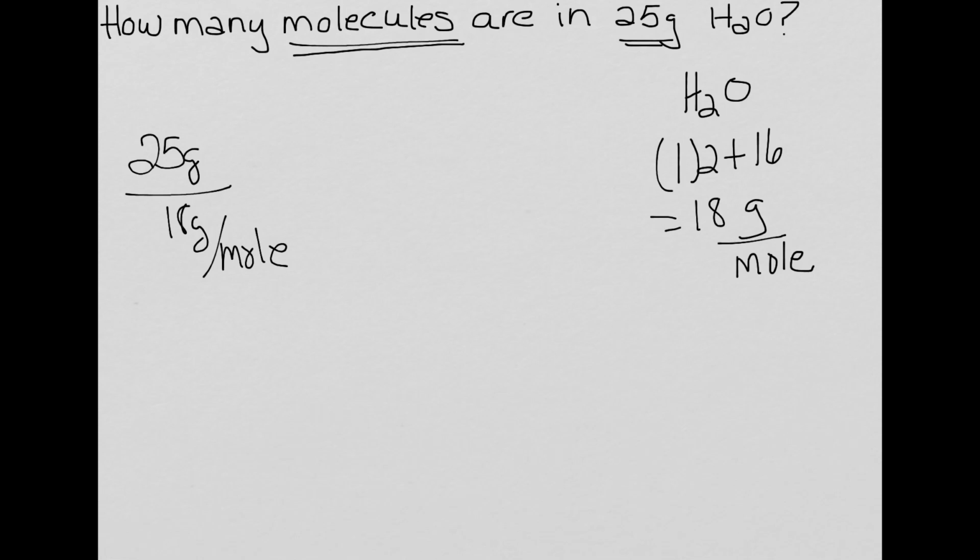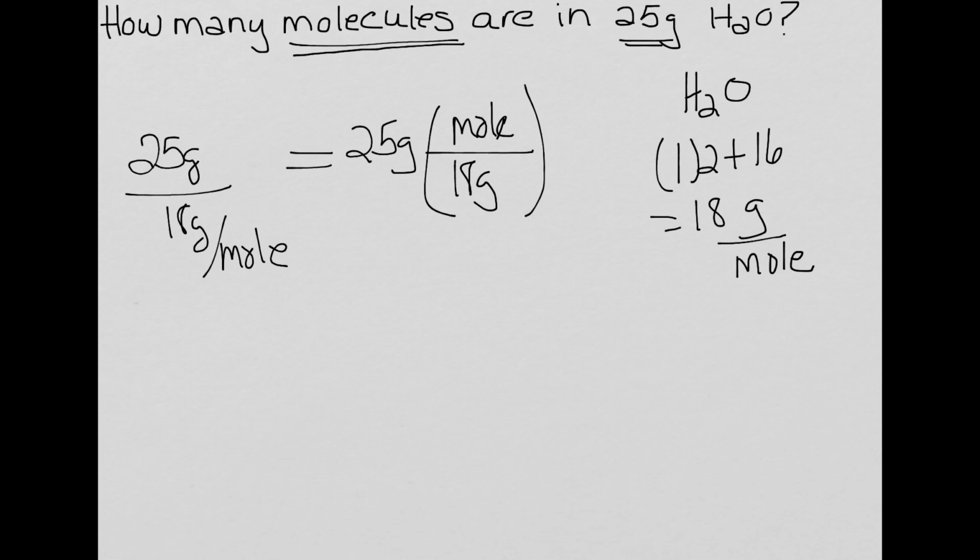But to simplify this, when we divide by 18 grams per mole, it's also the same as multiplying by its reciprocal. So we have 25 grams and we're going to multiply it by its reciprocal, which is 1 mole per 18 grams. And you see this makes our factor label method much easier. So grams will cancel out and we are left with moles, which is exactly what we want, and that will be, to keep it in significant figures, 1.4 moles of water.